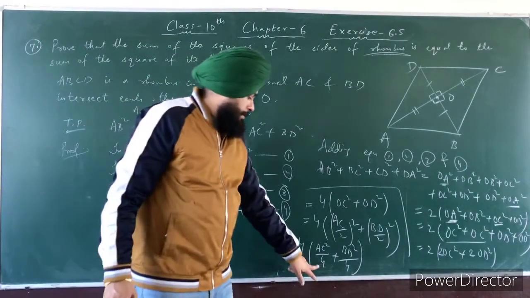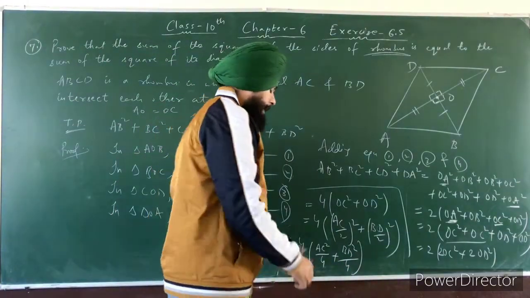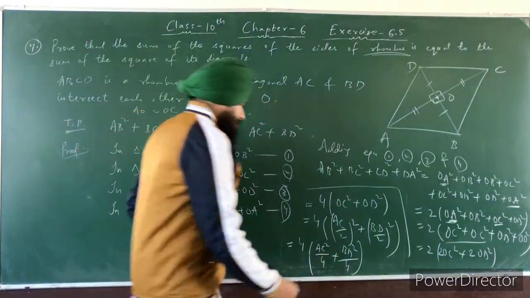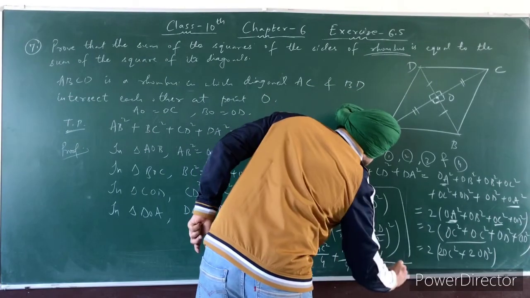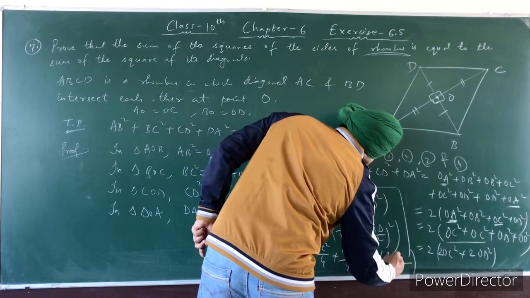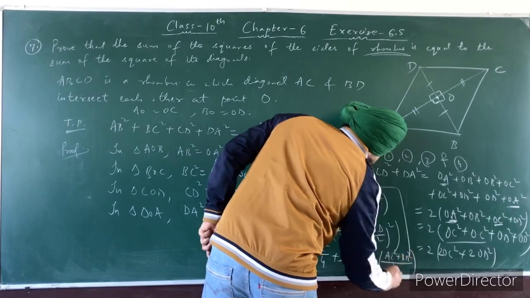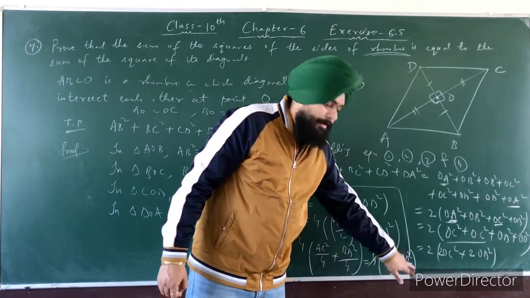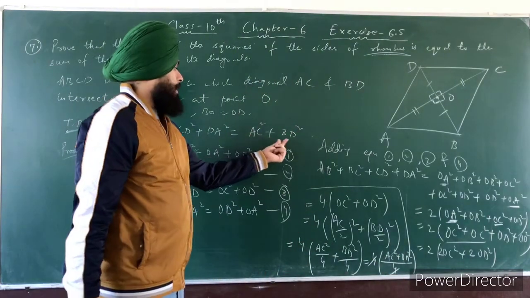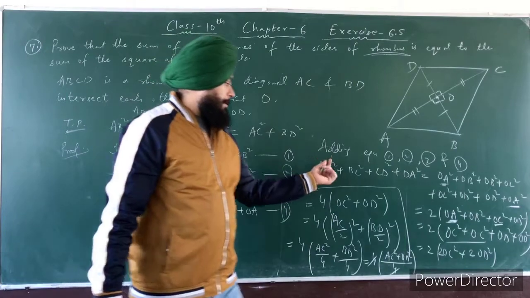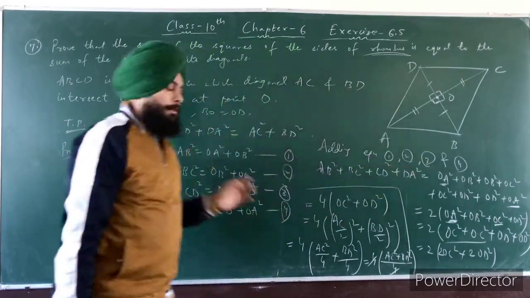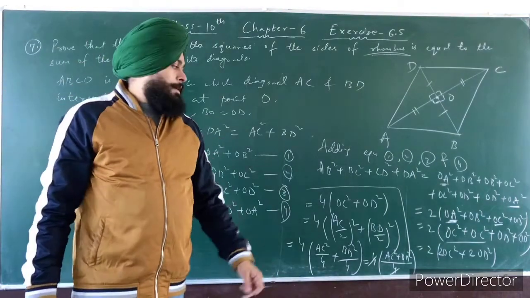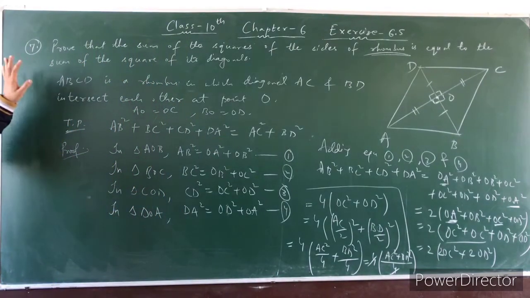Now taking LCM, 4 is the LCM, so you can take 4 common from the denominator of these two terms. Alright, so we get 4 times AC square plus BD square. This 4 will cancel. So what is left on the right hand side? AC square plus BD square. You can see here AC square plus BD square is equal to AB square plus BC square plus CD square plus DA square. Alright, so this is your proof of question number 7.